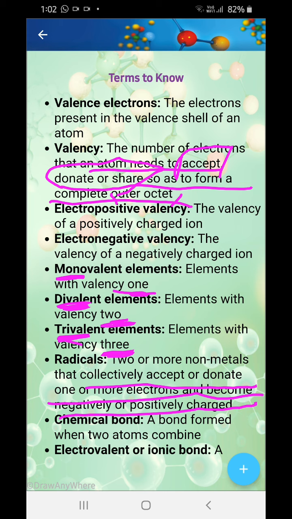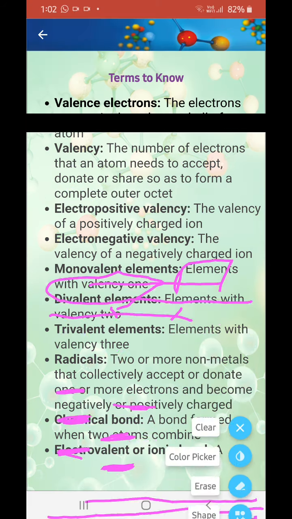Okay, this is the difference. Radicals are made up of two or more non-metals, made up of negative and positive charges that mix up, but they are charged. They have some amount of charge at least. Chemical bond: a bond formed when two atoms combine. Any two or more atoms combine, you will get a chemical bond.